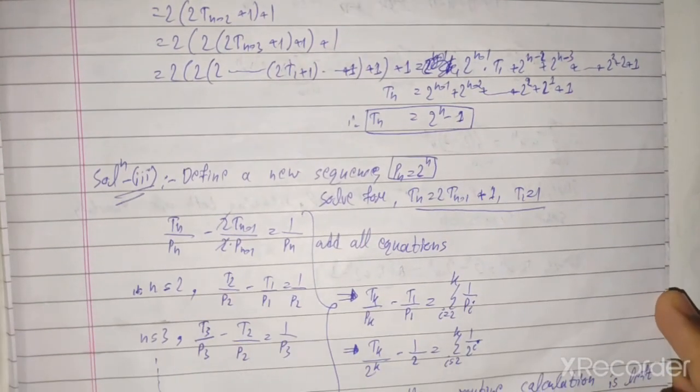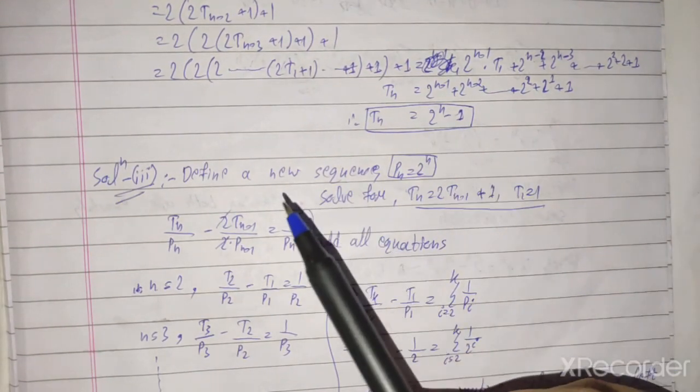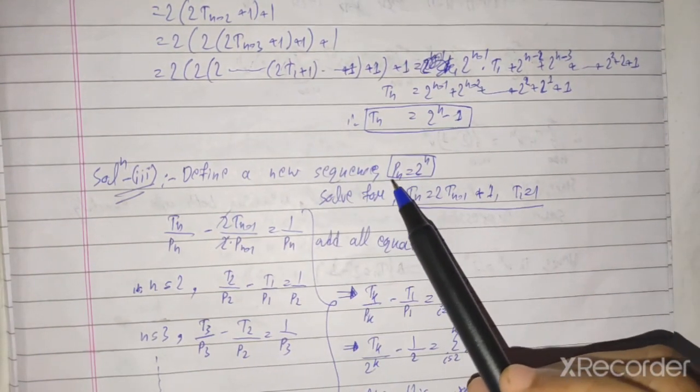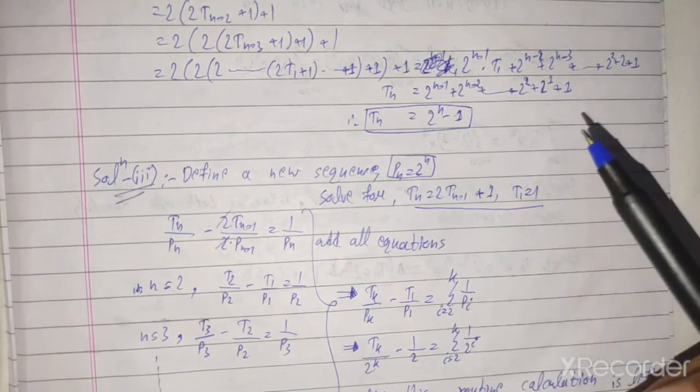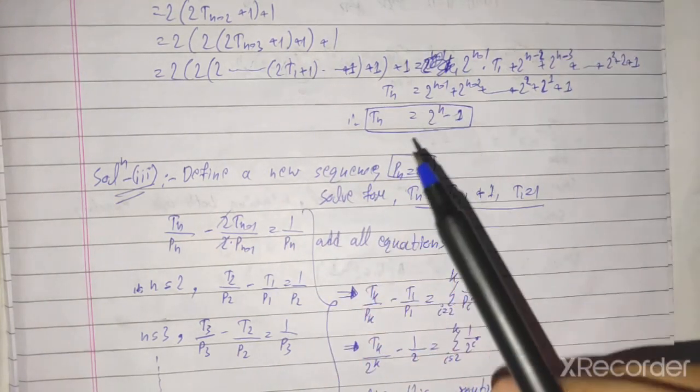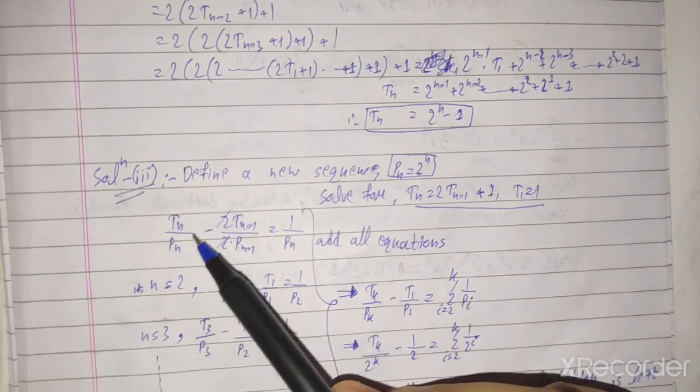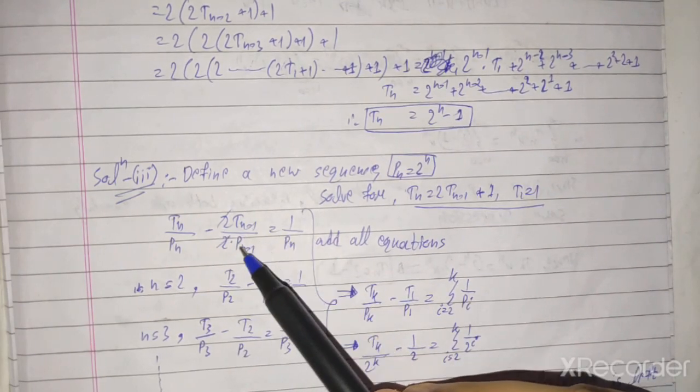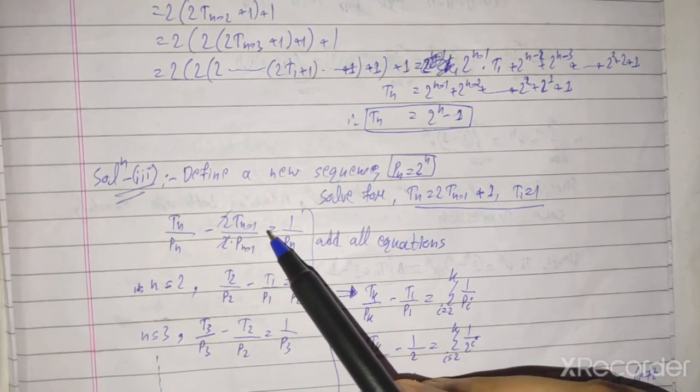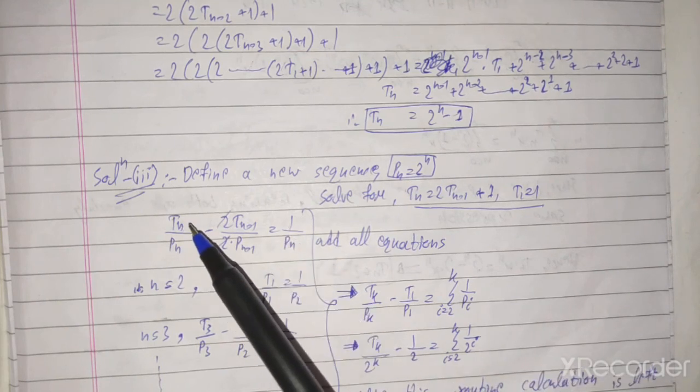In the next solution to the same problem, Tower of Hanoi, we will define a new sequence p of n to be 2 raised to power n, and we can divide both sides by pn. So we will get tn by pn minus 2 t(n-1) over pn equal to 1 over pn. Dividing both sides of the relation by pn, you will get this.